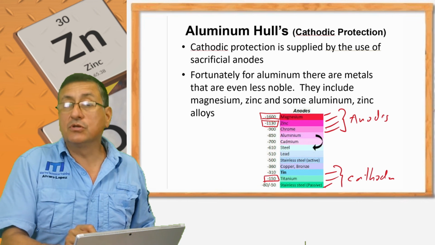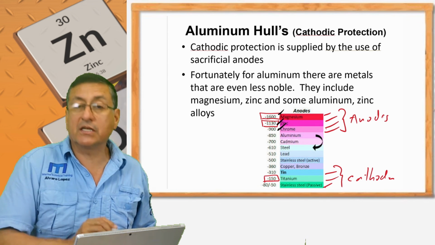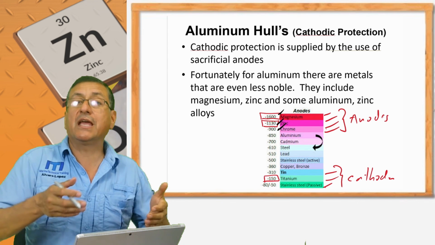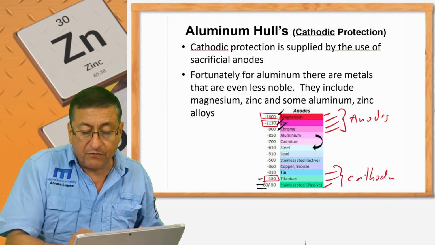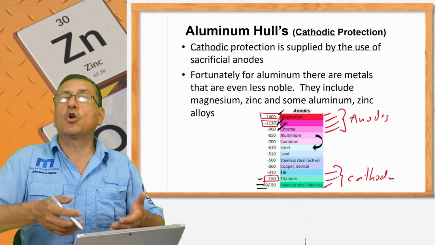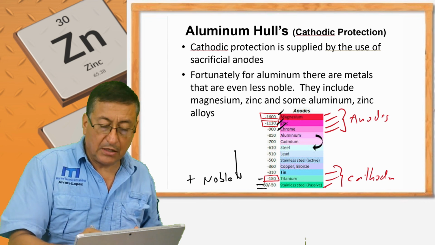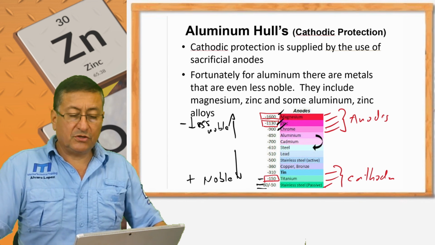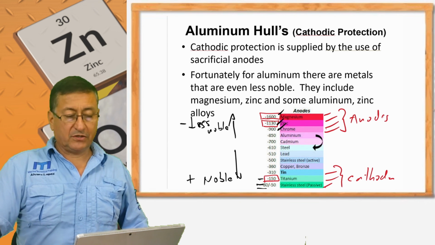Those elements, the anodes, have minus 1600, minus 1100, minus 900. They have a lower level of energy. And those cathodic elements have a higher level of energy. They have minus 150, minus 80, minus 50. They are more noble, and those are less noble. Less noble: magnesium, zinc, aluminum, and more noble: titanium, stainless steel. They are examples of less noble and more noble.